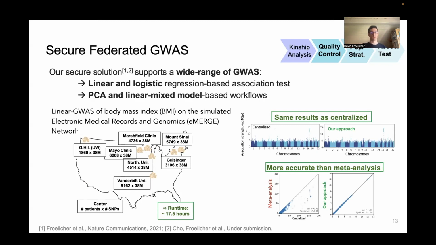So here we have an example with 7 institutes. So we simulated an existing biomedical network with tens of thousands of samples and millions of SNPs. We show that with a very practical runtime, we are able to achieve similar results as the same study on the pooled data set. Again, without having to pool the data together or reveal information between the parties. And we obtain more accurate results than the results that are obtained with the meta-analysis approach.